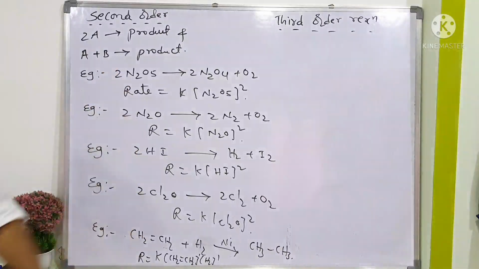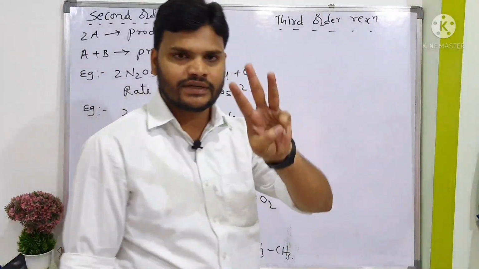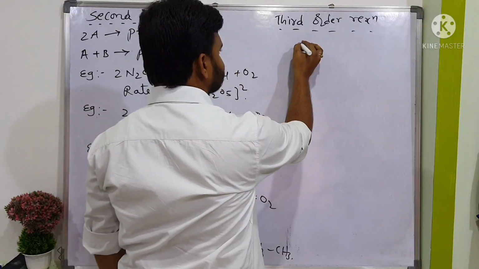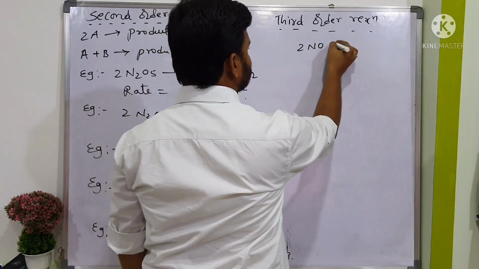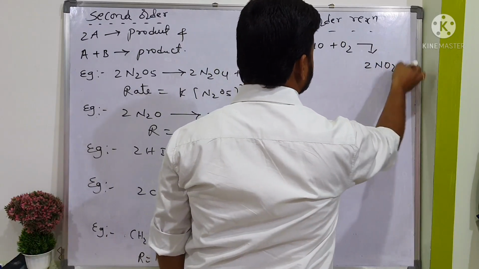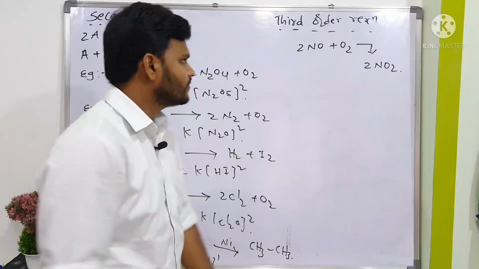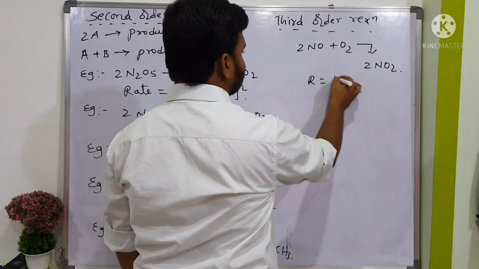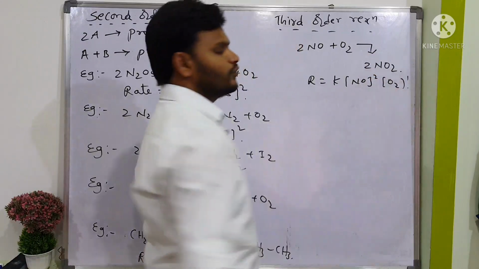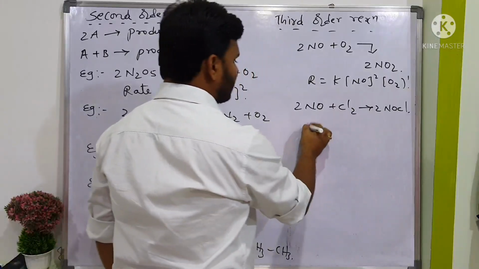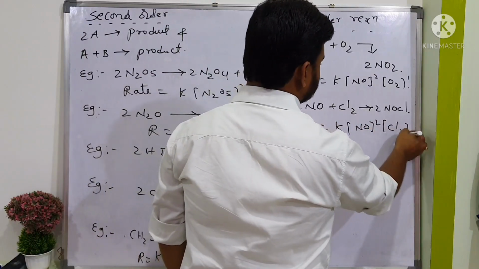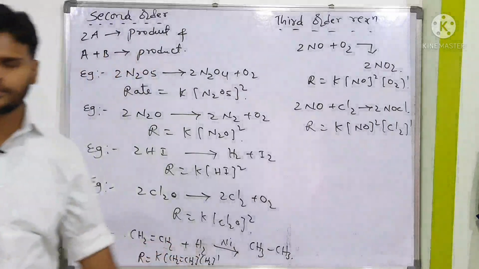Just have a small look. Rate of reaction depends upon three concentration terms. Clear? So what are the suitable examples? 2NO plus O2 gives rise to 2NO2. Clear? So here the rate expression is rate equal to k[NO]^2[O2]. So 2 plus 1, 3. We can write like this, rate equal to k[NO][Cl2]. This is also one of the examples.